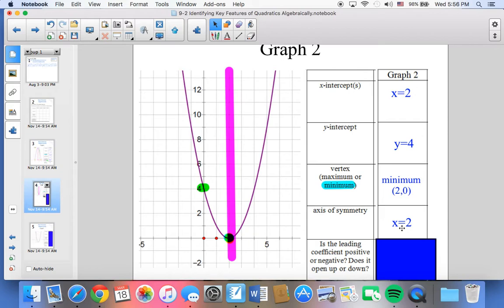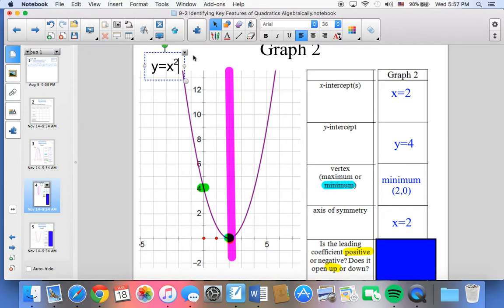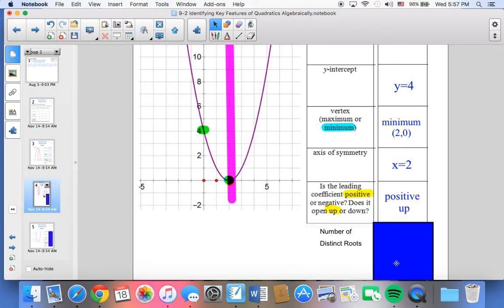Is the leading coefficient positive or negative? Does it open up or down? The way I always say it is, is it a smile or is it a frown? Well, this is a smile. It looks like it's smiling. It's opening up. That means the leading coefficient is positive. So in other words, the equation of this parabola is y equals x squared plus other parts. There's just a positive x squared. There are definitely other parts to it, but it definitely contains x squared, not a negative x squared. Negative x squared is when the parabola opens down.